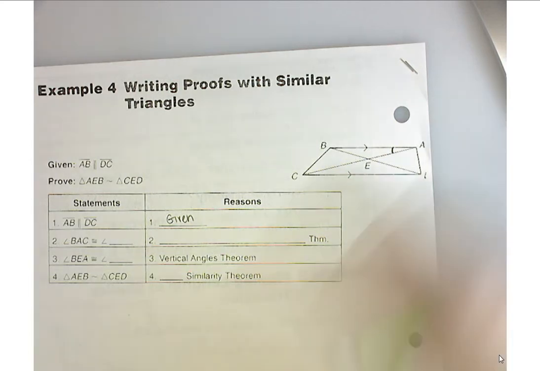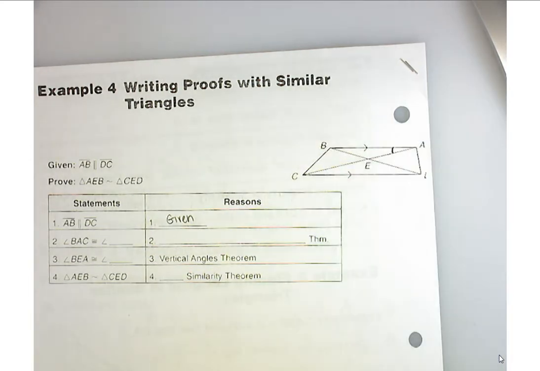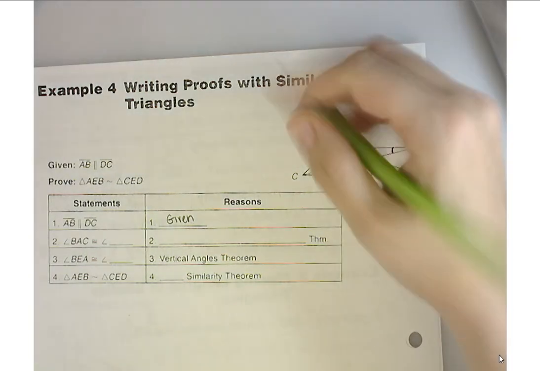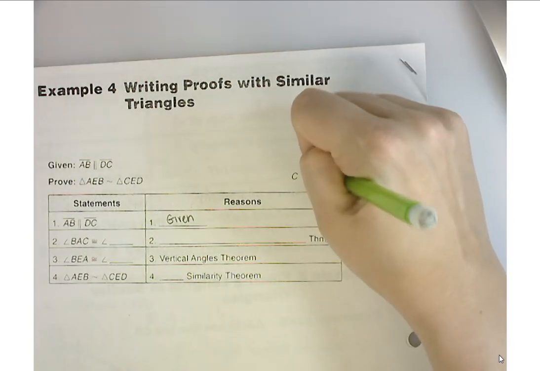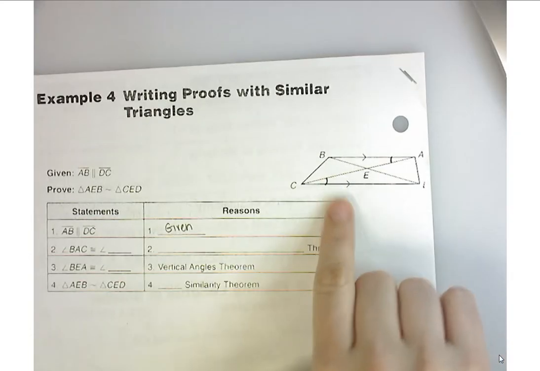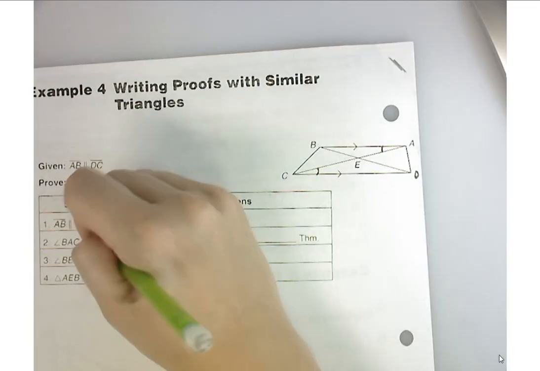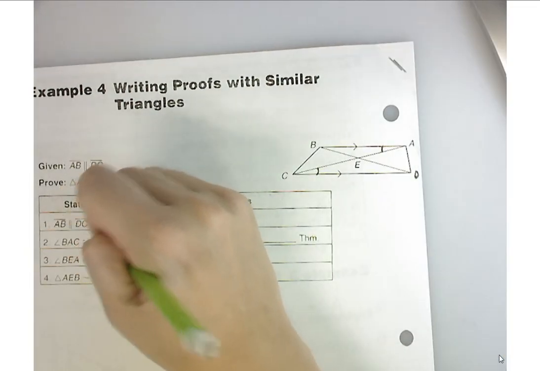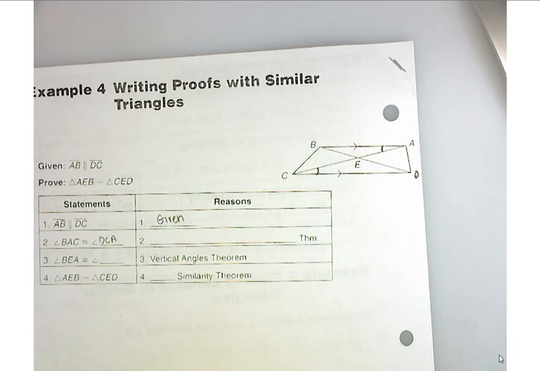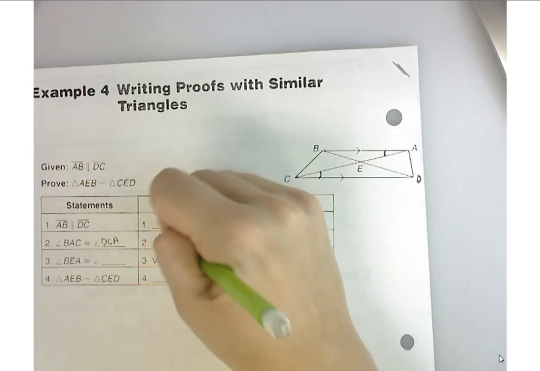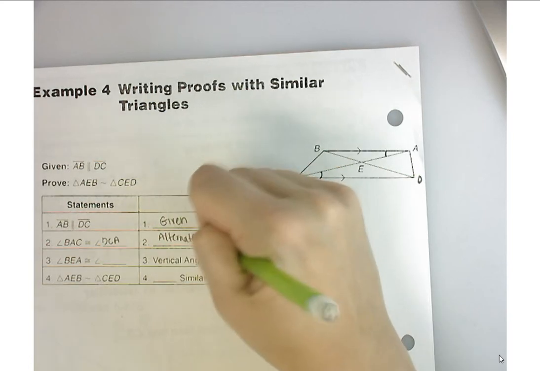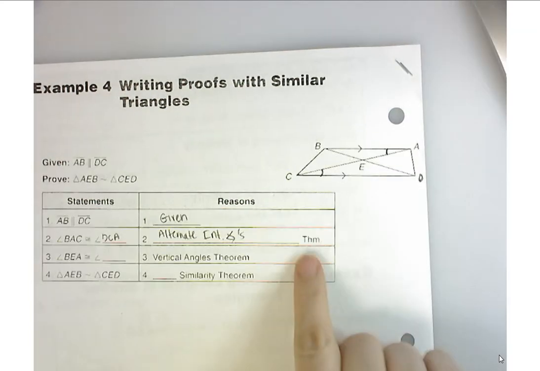Okay, so if I have two parallel lines, that's going to create special pairs of angles. What special pair of angles am I going to have here? Alternate interior. Okay, so BAC is going to be congruent to, and sometimes it's easier to mark this down first. Oh, and sorry, the D got cut off here. This is a D. Okay, so this would be DCA. Okay, and that would be the alternate interior angles, and then they have the theorem there.